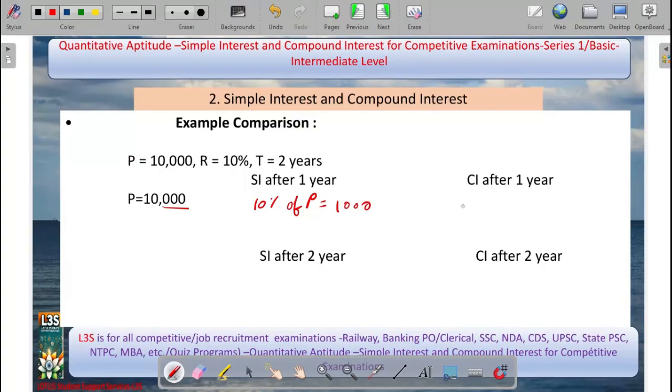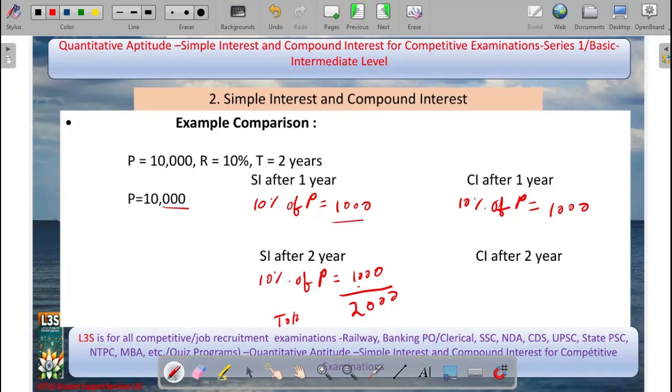Okay. CI will also be 10% of P, because there is no interest in the first year. After 1 year, the interest will be counted. So then it will be the same, 1,000. Now SI after 2 years will be again 10% of P. That will be again 1,000. So 1,000 plus 1,000 it will come.